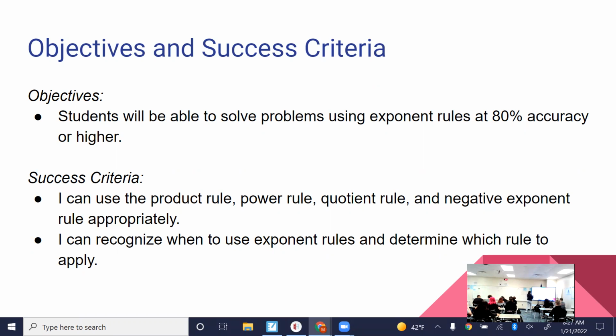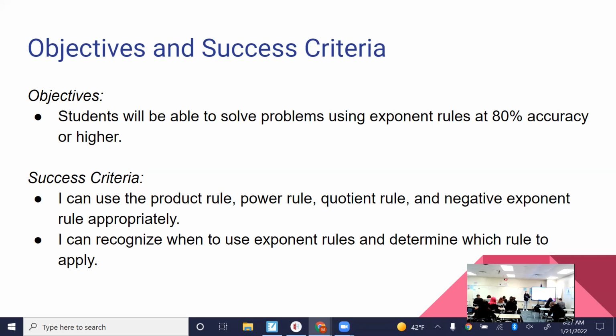What you need to be able to do is recognize product rule, power rule, quotient rule, and negative exponent rule. So we'll talk about all of those today, at least a little bit, and then again Monday and Tuesday. And you need to be able to recognize when you need to use exponent rules and then how to correctly use them. So that is what you will be tested on.